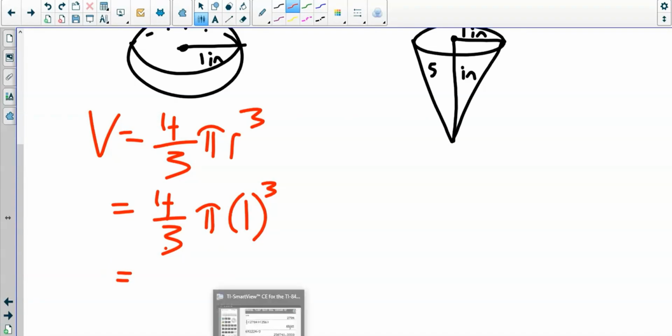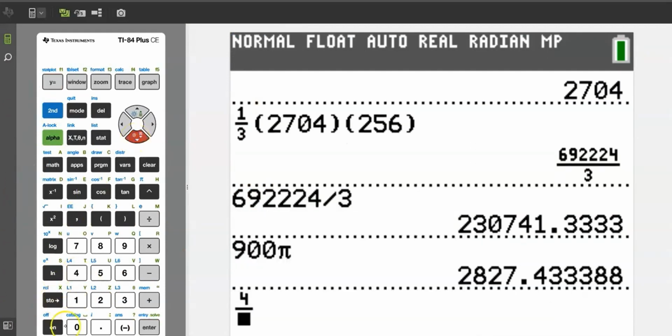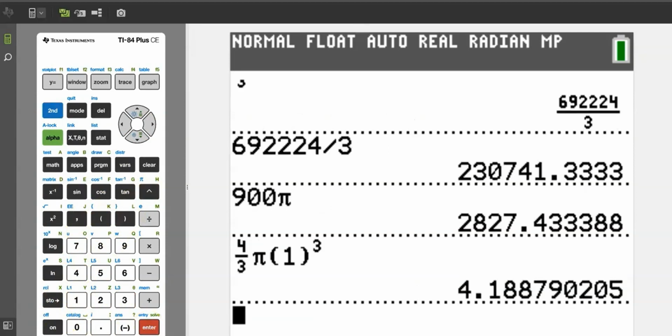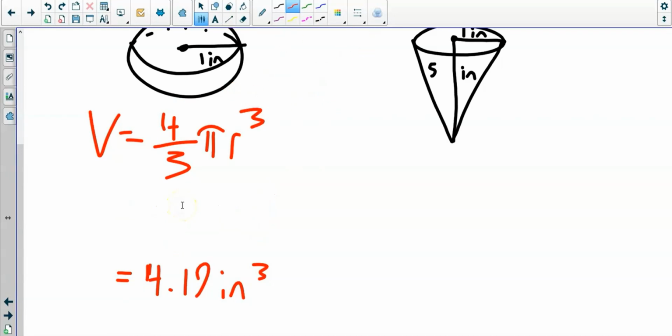Okay? So let's go in the calculator, and let's take alpha y equals 4/3, put the pi next, and then a parenthesis 1 to the 3rd power. Hit enter, round to 2 decimal places. What do we get? 4.19 inches cubed. So that ice cream scoop has a volume of 4.19 inches cubed.